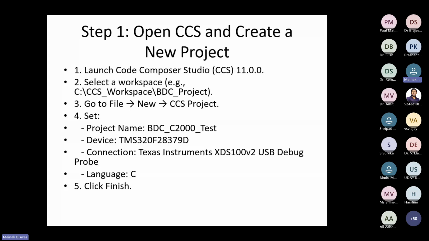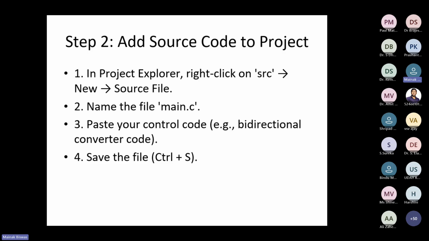Then you will simply go to File and New, then create a CCS project and set the project name. You will take your own name and then select the device. For my case, my device name is this, and just do the connection. For connection, you will select the Texas Instruments XDS100v2 USB debug probe, then select the language C, then finish. It will automatically create the prerequisite libraries.